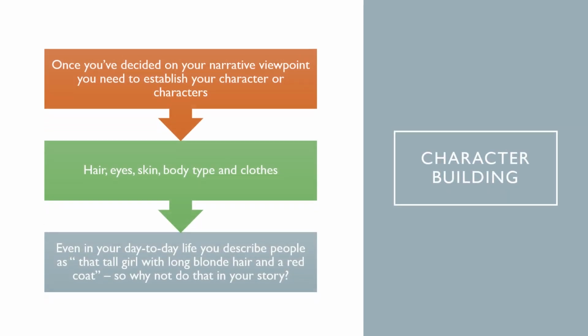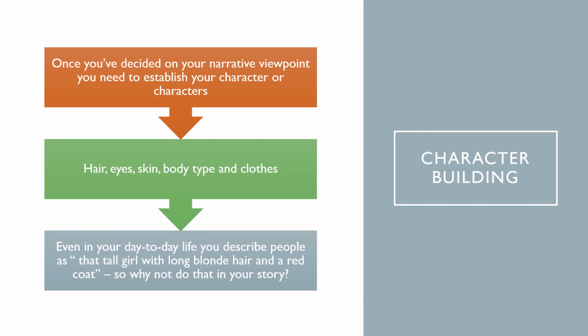Character building. So once you've decided on your narrative viewpoint, you need to establish your character or characters. Try not to do more than 3 characters because you have to be descriptive with your characters as well, and it may get a bit confusing. So you need to describe their hair, eyes, skin, body type, clothes, everything. Even in your normal day-to-day life, you describe people as that tall girl with long blonde hair and a red coat. So why not do that in your story?